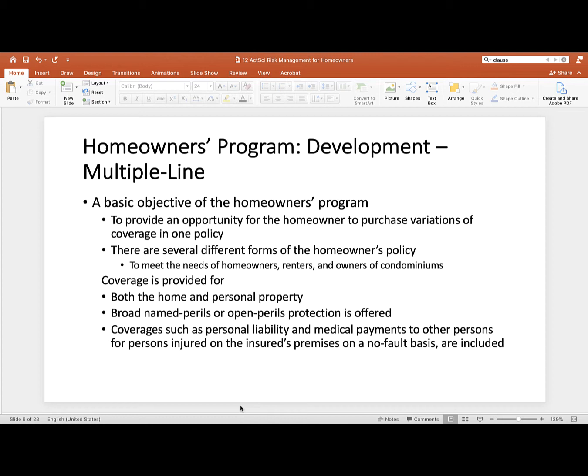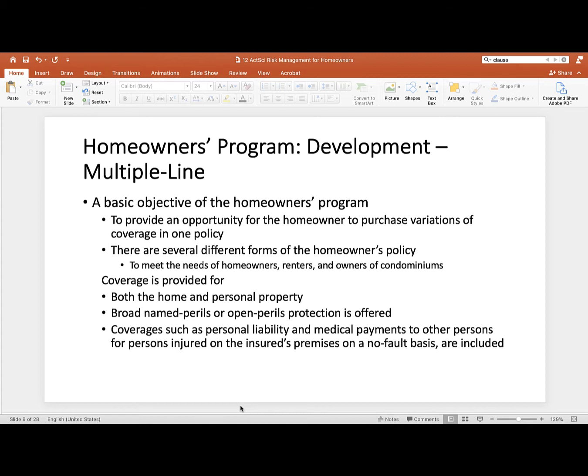With the named policies, the coverage is only for what's actually named on the policy. So when you purchase that type of policy, you have to see what's named. You have to be very careful when you're reading these things. Coverages such as personal liability and medical payments to other persons, for people injured on the insured's premises, on a no-fault basis, are included.